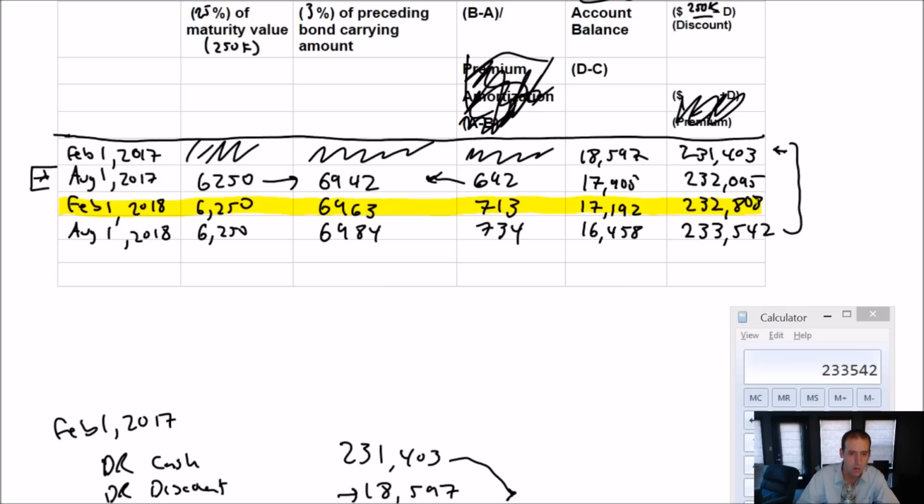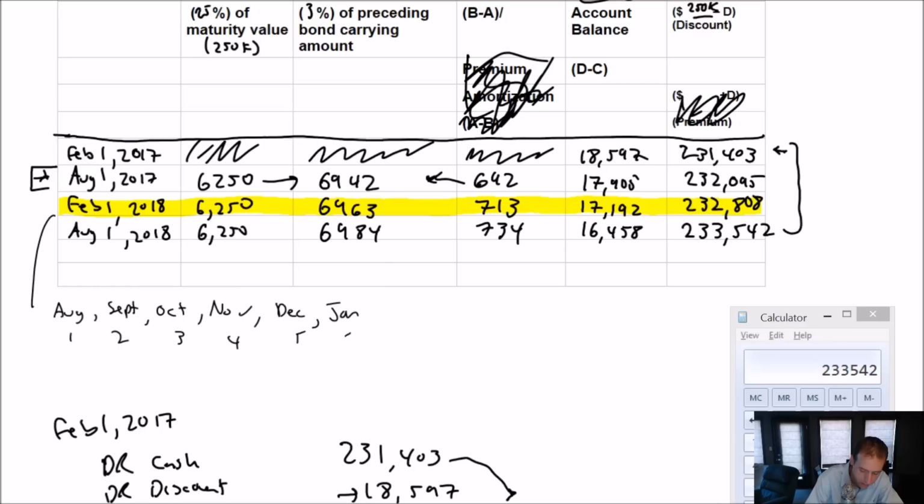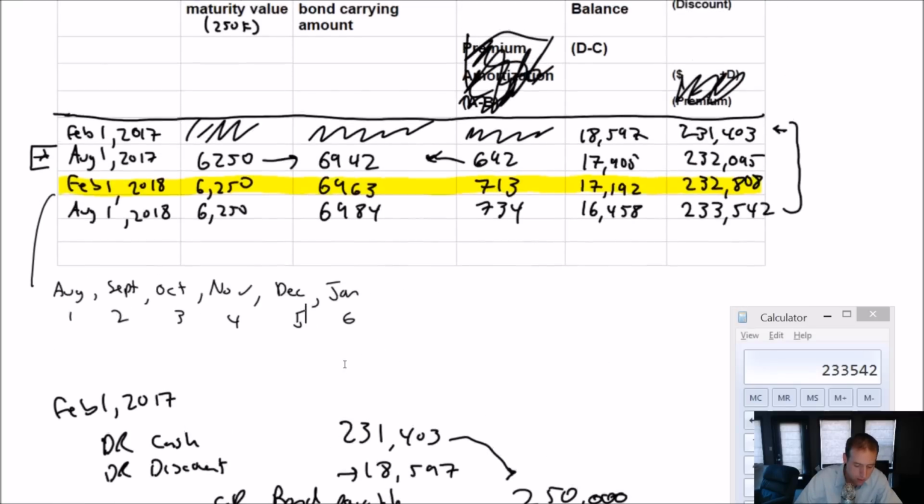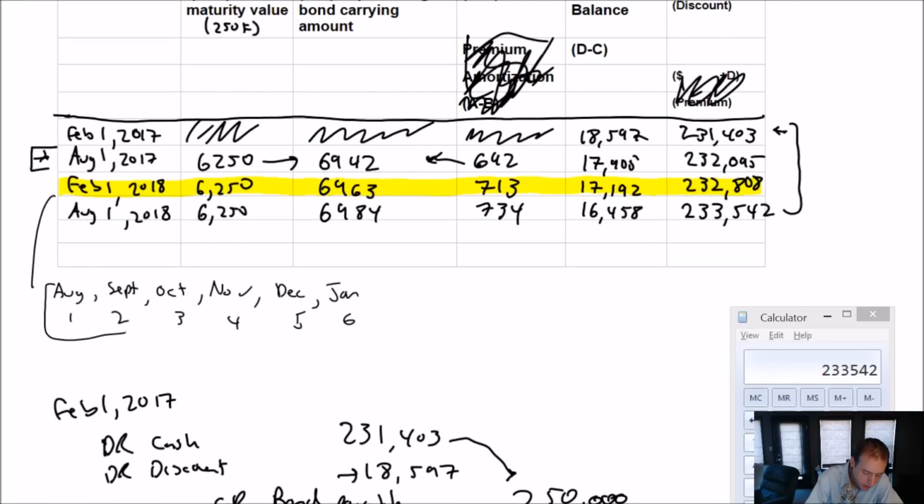And you might say, well, why are we looking at that one? Let's think about the months that line covers. That line covers August 2017, September, October, November, December, and January. That covers a 1, 2, 3, 4, 5, 6 month period. And we want to do the journal entry on September 30th, so we're interested in August and September. We're interested in 2/6 of that information that's held on the line.